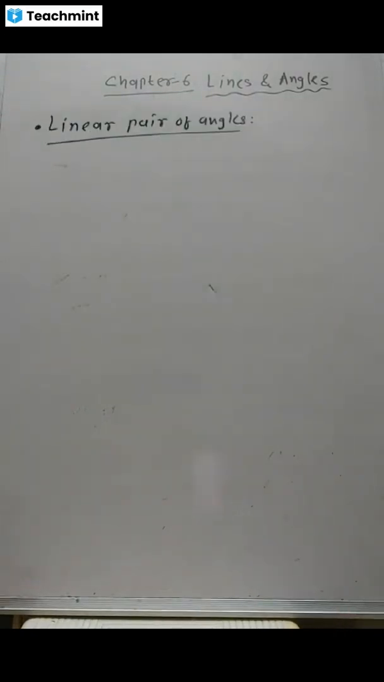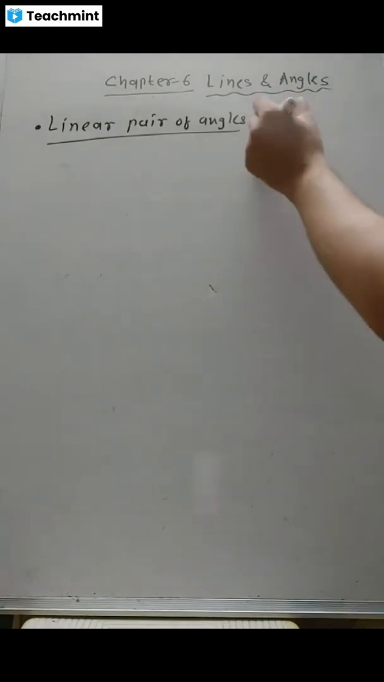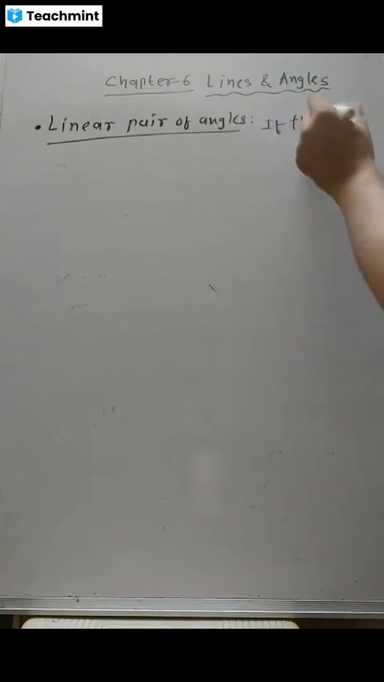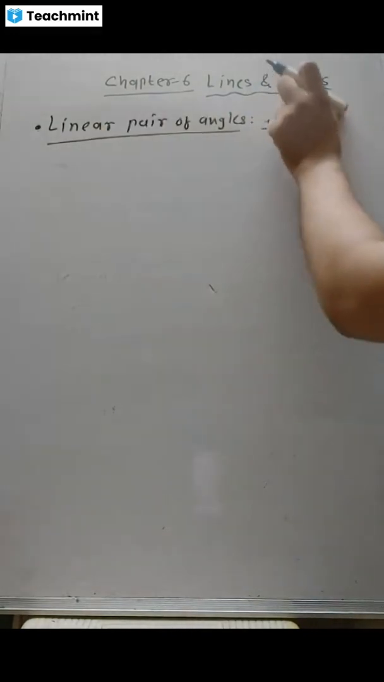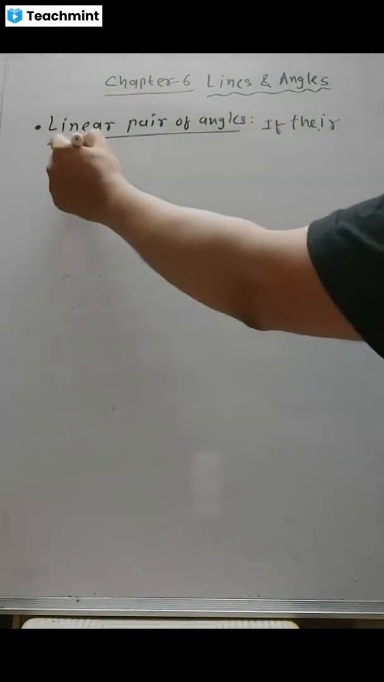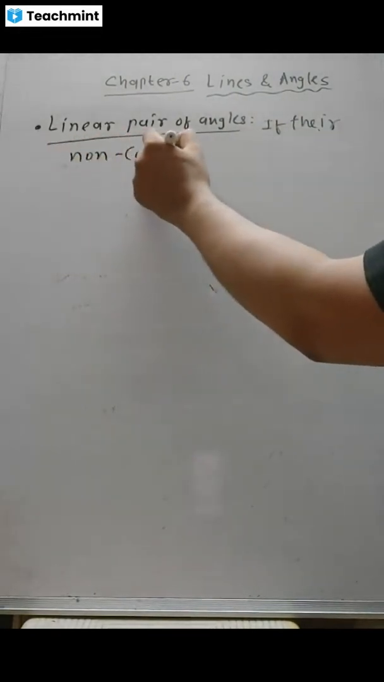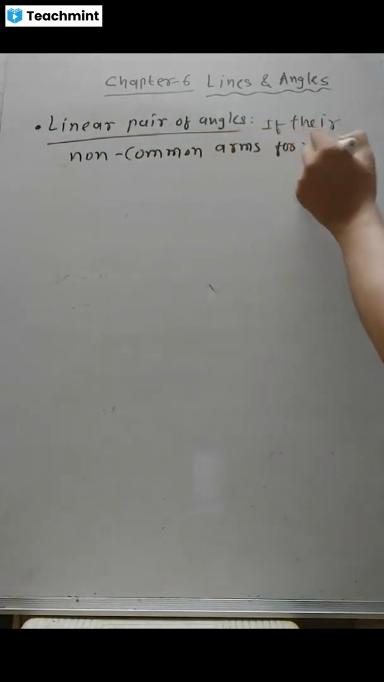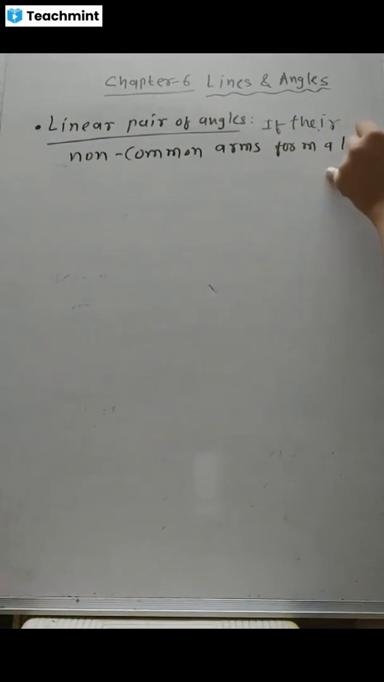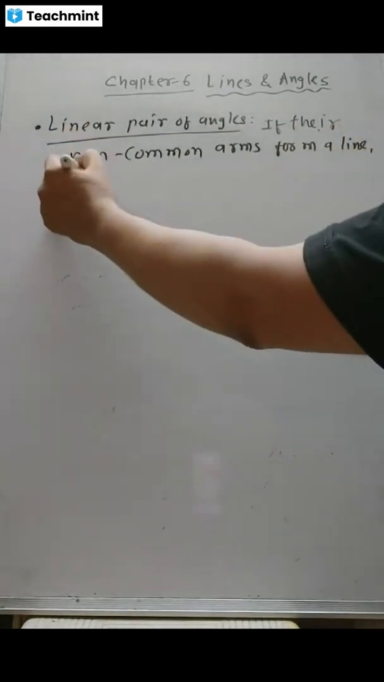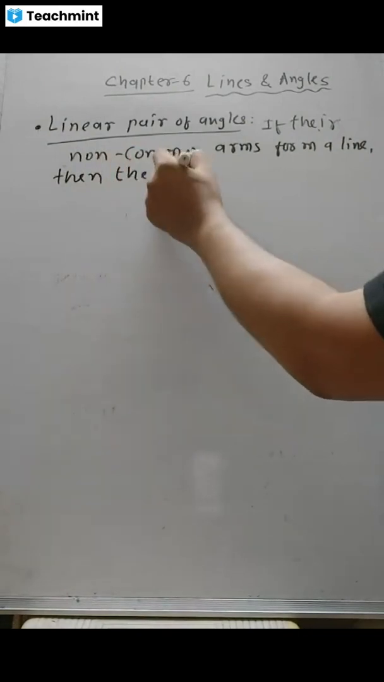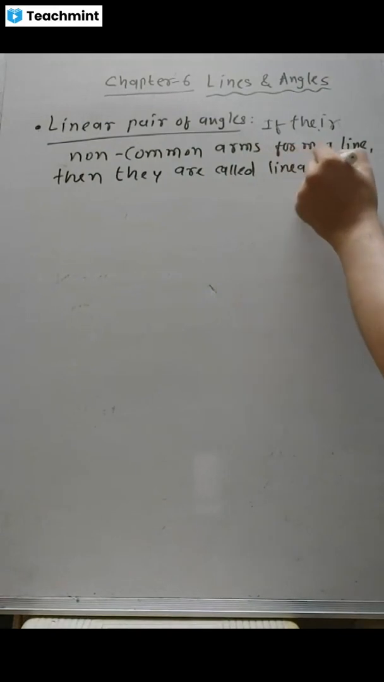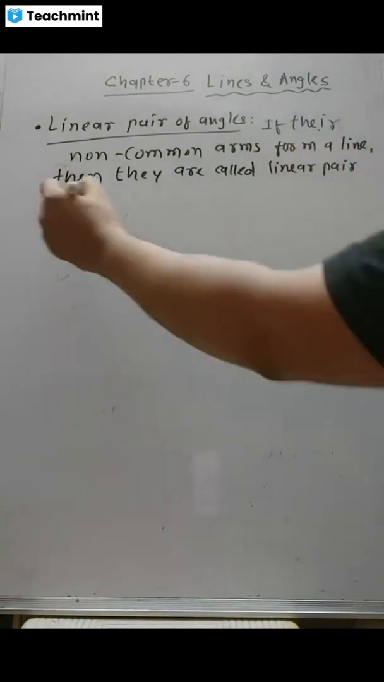Linear pair of angles. If their non-common arms form a line, then they are called a linear pair of angles.